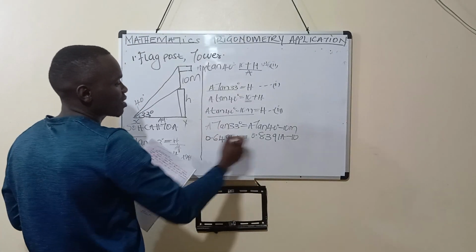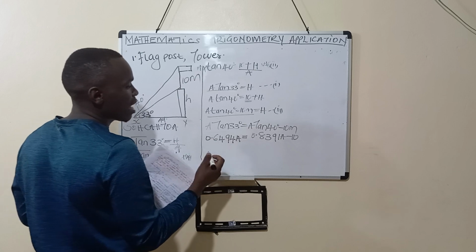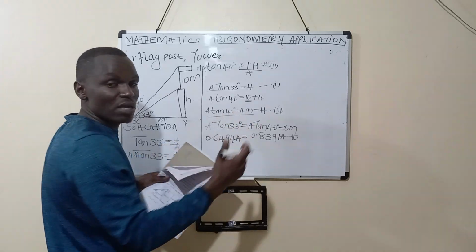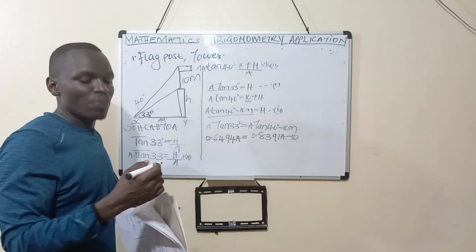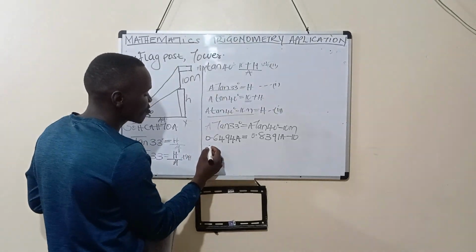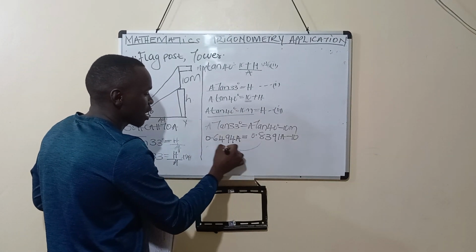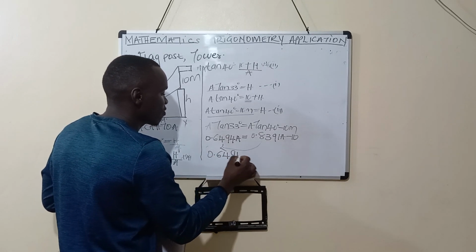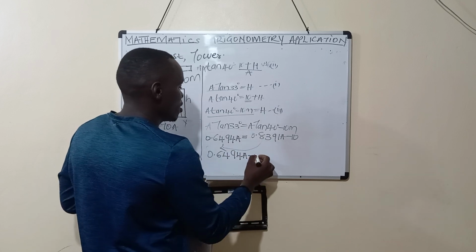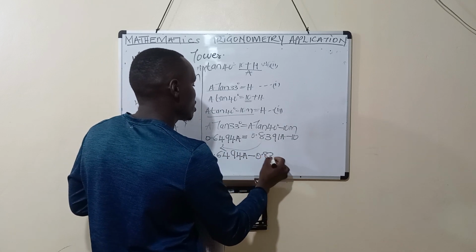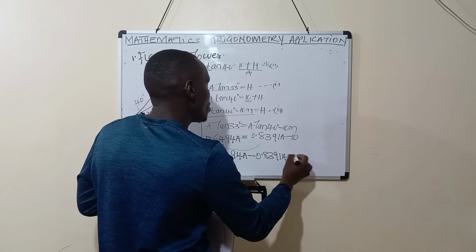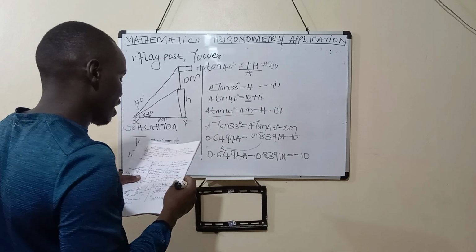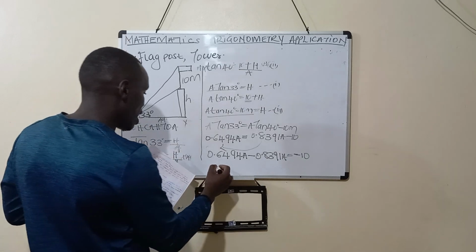So in this case, we must again bring like terms together to the same side. If we take 0.8391A to the other side so that both A's are on the same side, we are going to have 0.6494A minus 0.8391A should be equal to minus 10. Getting the difference, we are going to have a negative.